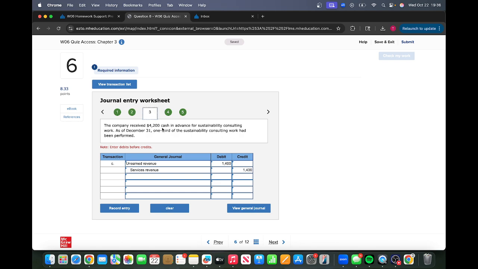Moving on to number 3, the company received $4,200 in cash in advance for sustainability consulting work. As of December 31st, 1/3 of the sustainability consulting work had been performed. So we've received this amount, but as of the end of the year, 1/3 of it's been used. So we need to get rid of that and journalize that. 1/3 of 4,200 is 1,400.